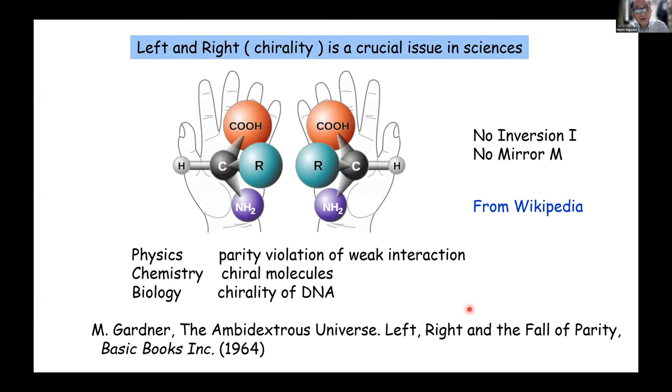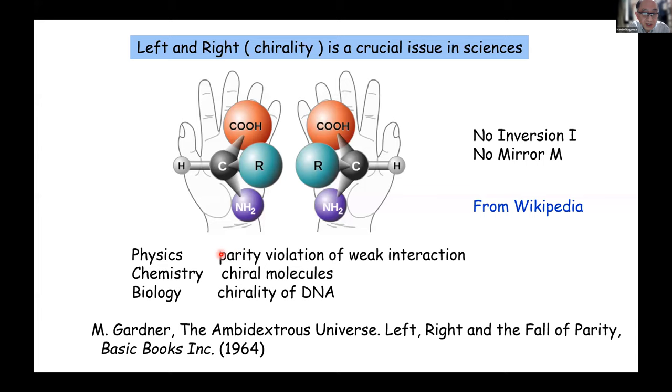So let me start with the idea of chirality. Chirality is a symmetry property where you have no inversion symmetry or no mirror symmetry. So the right-handed and left-handed structures can never be overlapped.